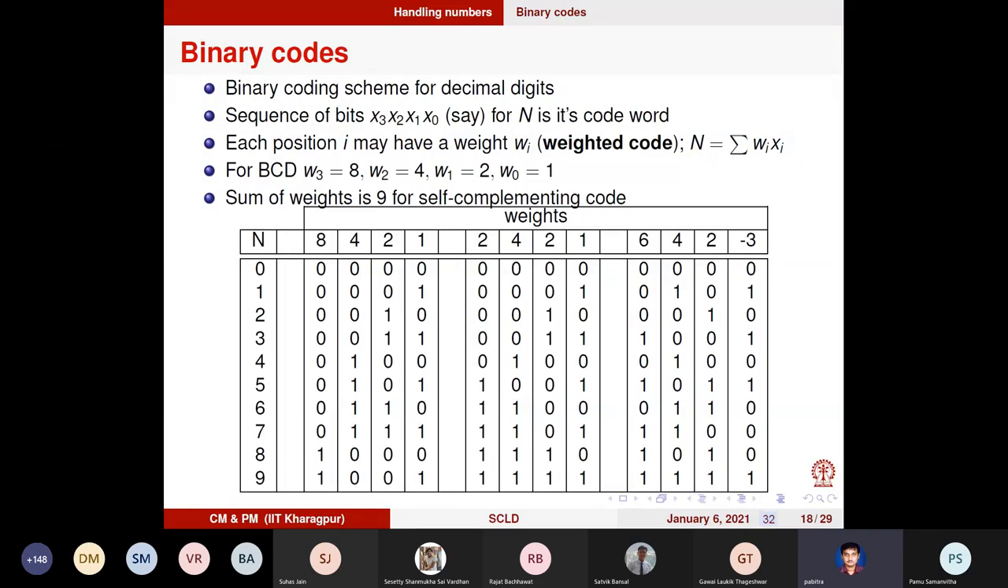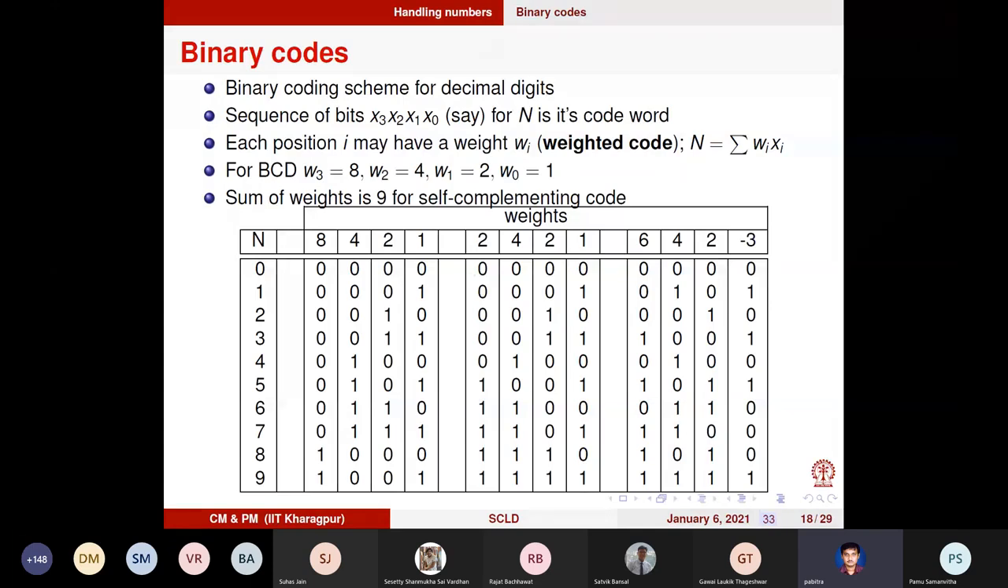Okay, so now let us move beyond weighted codes. Weighted codes are good. You can easily get back the decimal number from the weighted code. No complex transformation is required to recover the value of n. You can also get self-complementing codes, one of the properties, by properly choosing the weights W. But there are some more properties we'll see which cannot be achieved using weighted codes.